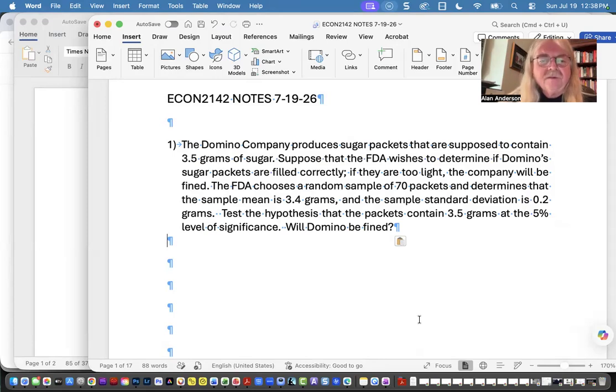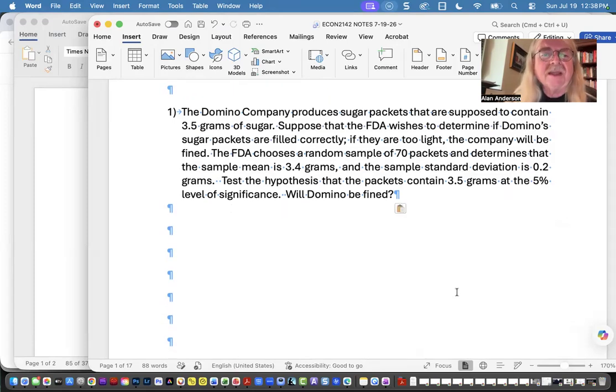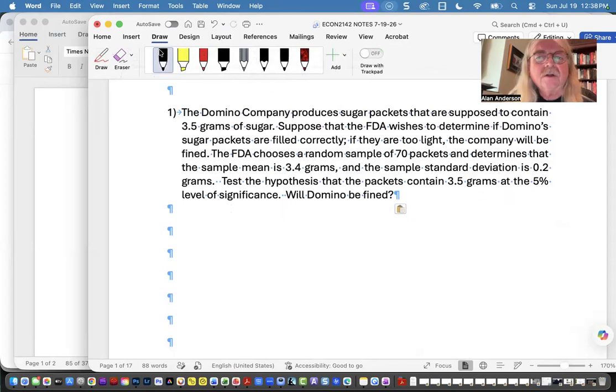Well, we have, of course, our null hypothesis and our alternative. Now, remember, what we're looking for is hard evidence that the packets are underfilled. So, probably your best bet is to write that out as your alternative hypothesis first. I think that will make it less likely that you'll get something backwards.